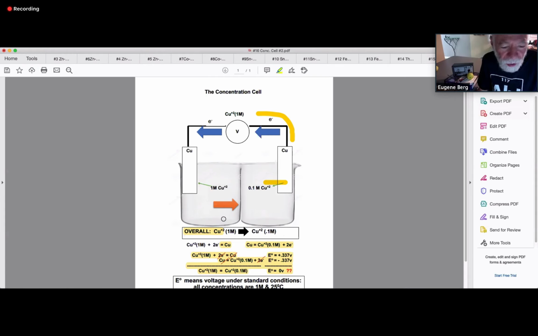Now look at the left-hand compartment. We're trying to get rid of copper ions. They can't leak anywhere. So what will happen is the copper plus 2 ions on the left will be attracted to the electrons coming in, and so look at the half reaction below. It says copper plus 2 ions, which are 1 molar, will pick up electrons to become copper metal.